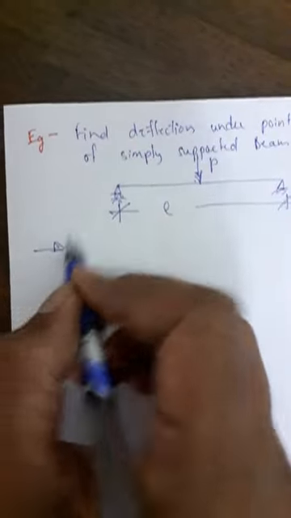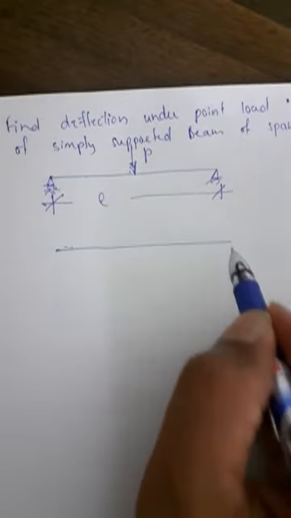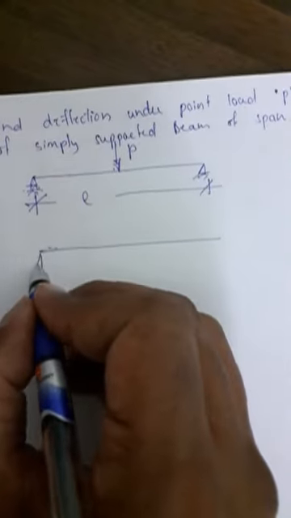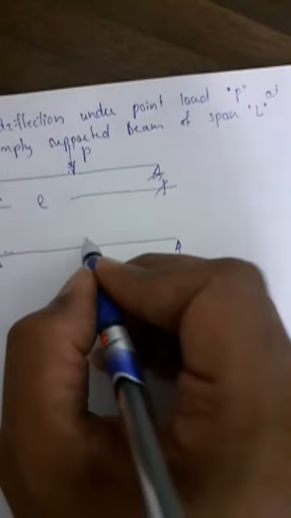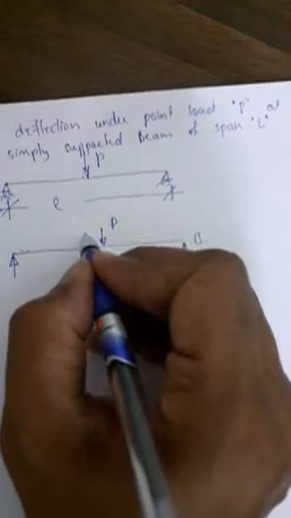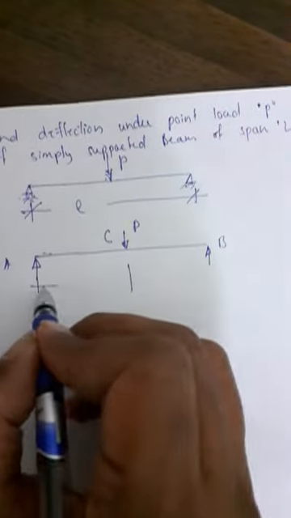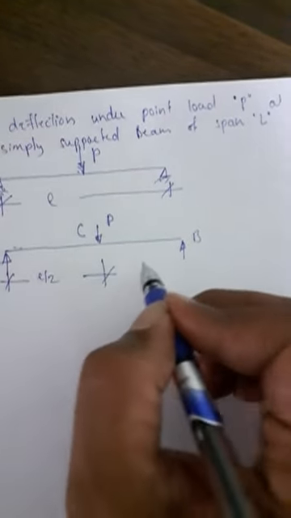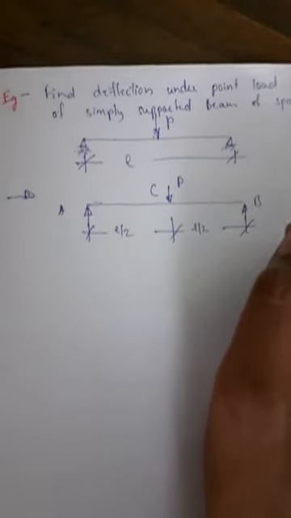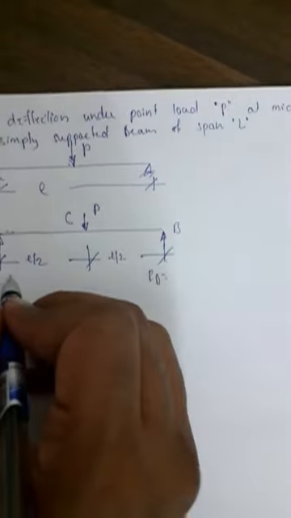So let us start with the solution. First draw a line diagram. Remove the supports, put the reaction components, put the load P. Let this be point A, B and C. Let these distances be half the span, means L by 2, L by 2. First we need to calculate reactions RA, RB.